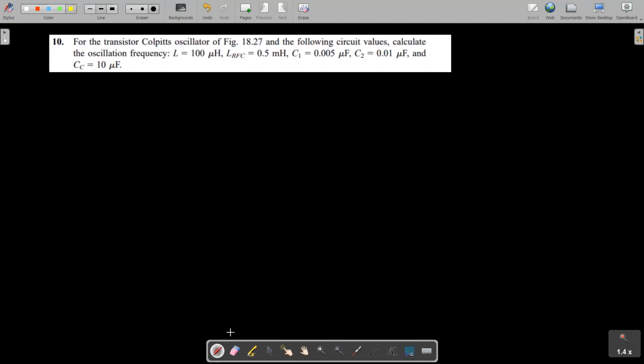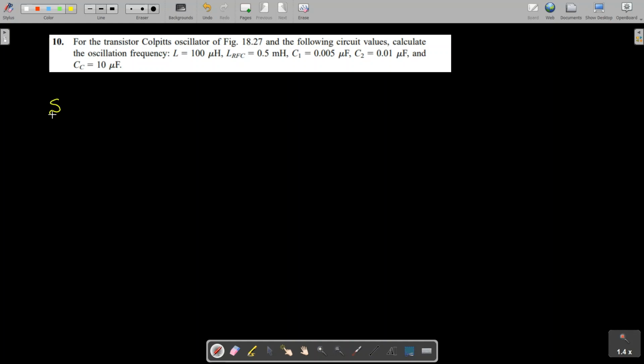Now let us solve the problem number 10. Again we have the Colpitts oscillator, and again we need to find the frequency. So we have the transistor Colpitts oscillators, and the circuit values are given. L is 100 microhenry. Radio frequency coil is 0.5 millihenry. C1 is 0.005 microfarad. C2 is 0.001 microfarad, and CC is your 10 microfarad.